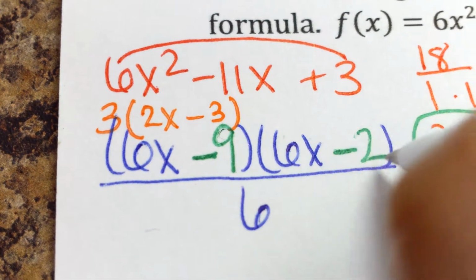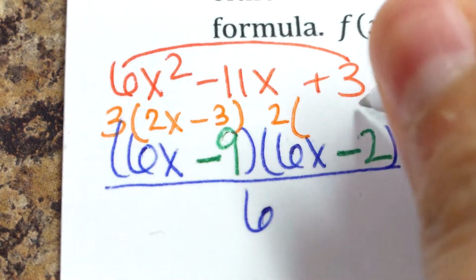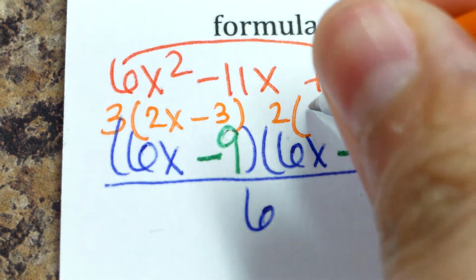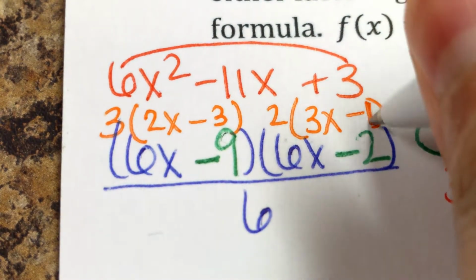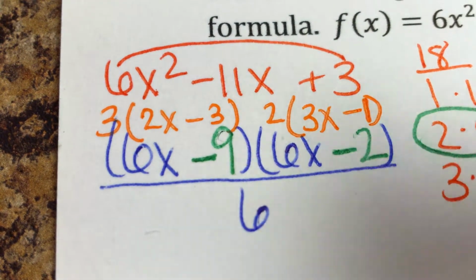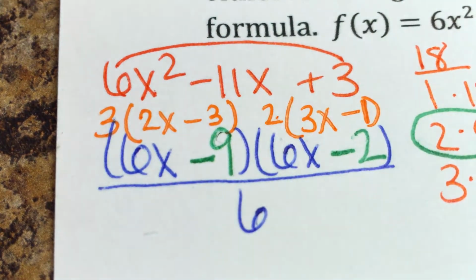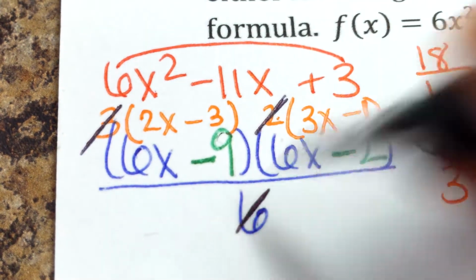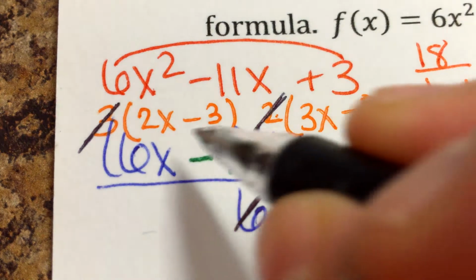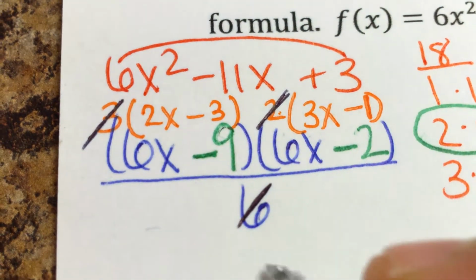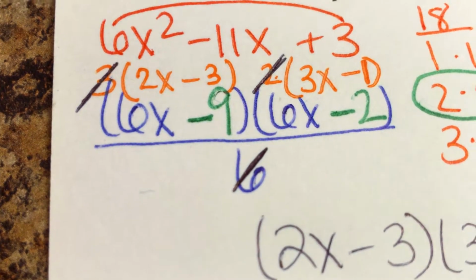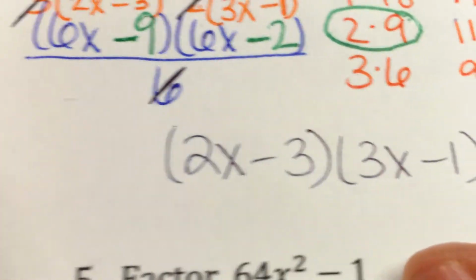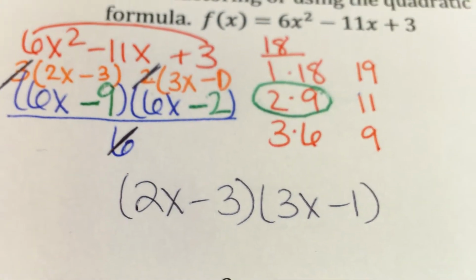Greatest common factor here, a number they both divide by is 2. So you're left with 2 times what gives you 6? 3x. 2 times what gives you 2? 1. Not 0, it's 1. And this 3 and this 2, when you multiply them, they become 6, which ends up canceling with the bottom 6. And now I'm left with this part, 2x minus 3 and 3x minus 1. Now that would be my answer if I was just factoring.